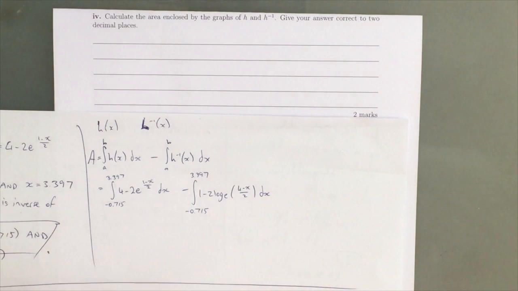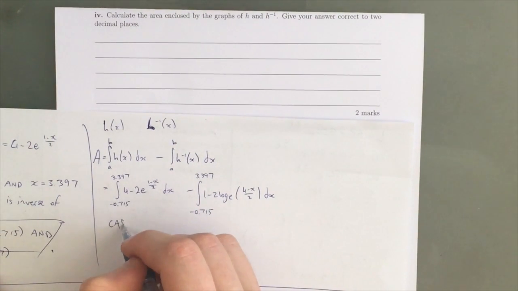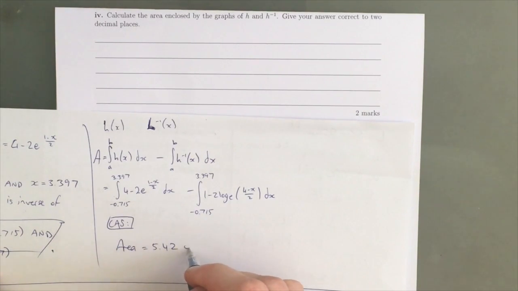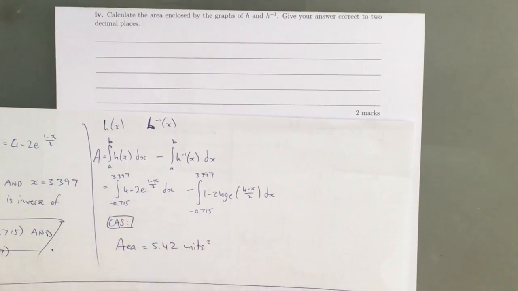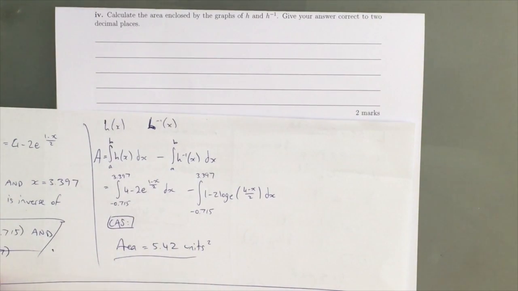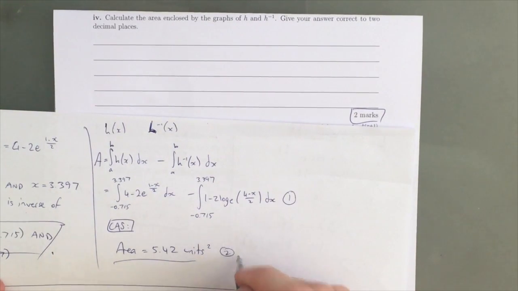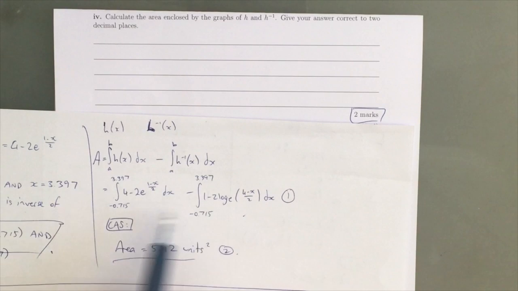Awesome. Now, according to our calculator, so Kaz, the area is equal to 5.42 units squared. We don't have any units, so you just got to write units, and it's only 2 marks. So the first mark is here, and the second mark is actually getting the answer. Don't do this by hand. It will take extremely long, and you might not be able to do it. So 5.42 units squared is your final answer.